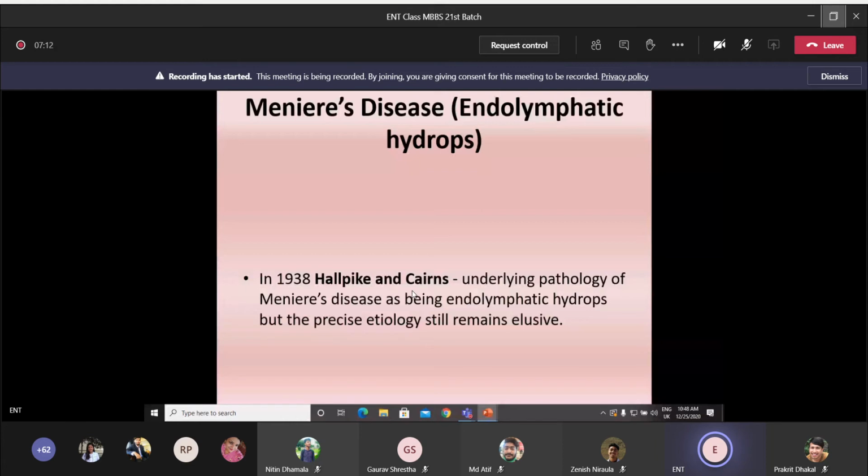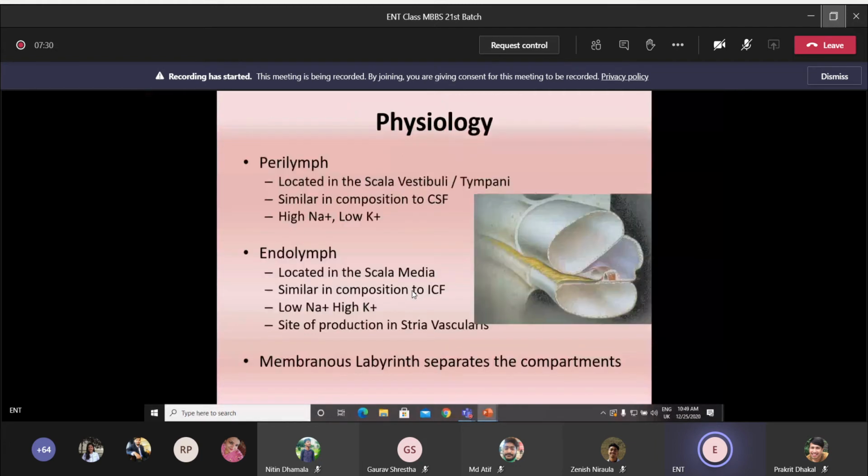So even though Hallpike and Cairns found out that Meniere's disease is due to endolymphatic hydrops, that is, the imbalance between the absorption and production of the endolymph, they did not know exactly what was the cause.